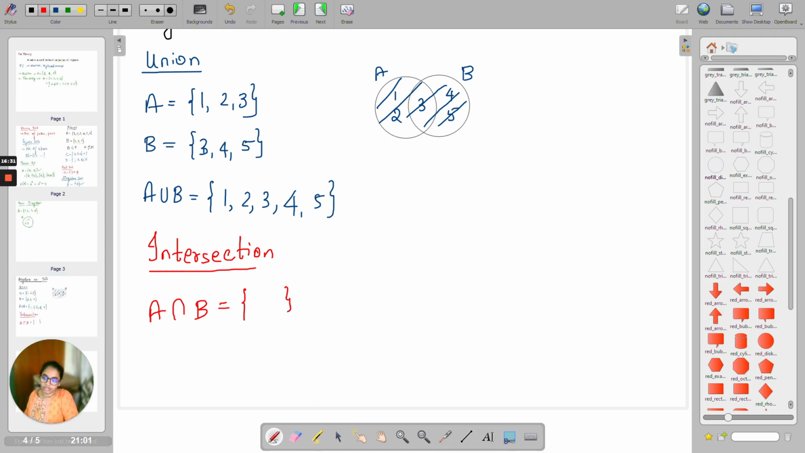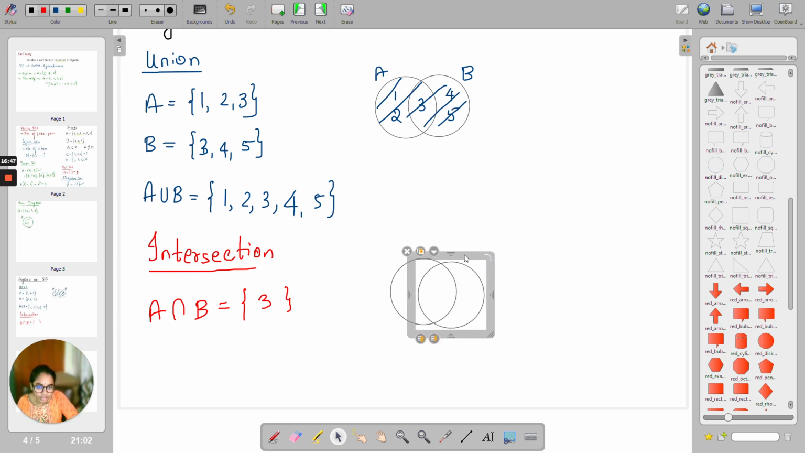Now, which is that common term? 3, right? So again, let me draw the Venn diagram, the same Venn diagram. So where do you shade? Which part do you shade? Yes. So again, A and B, A, B, and then 1, 2, 3, 4, and 5. Shade the part that contains 3. This part, isn't it? So this represents the intersection of two sets.